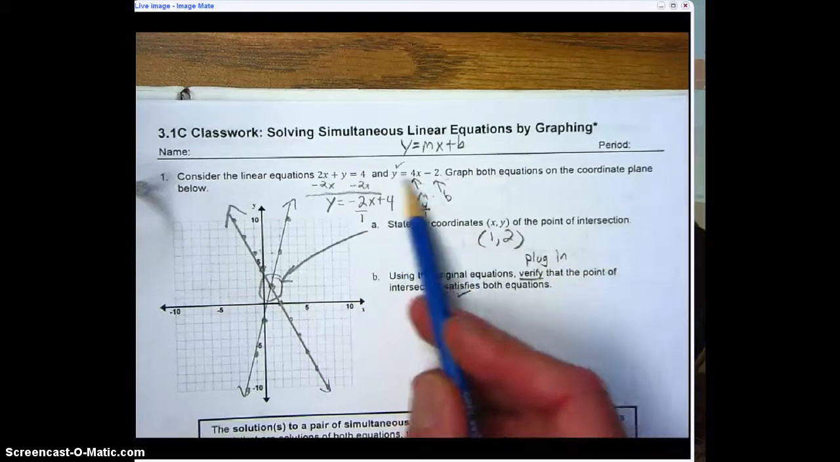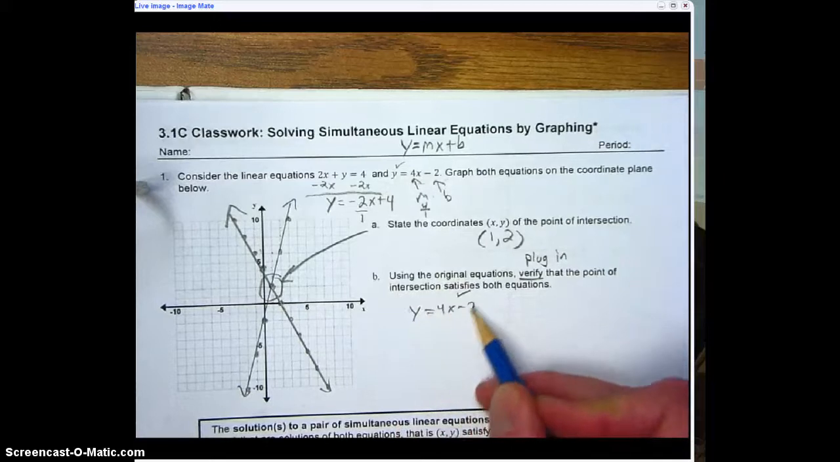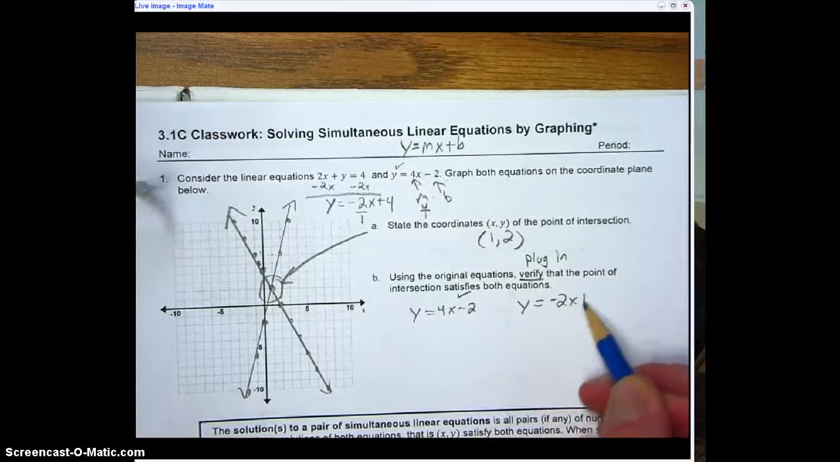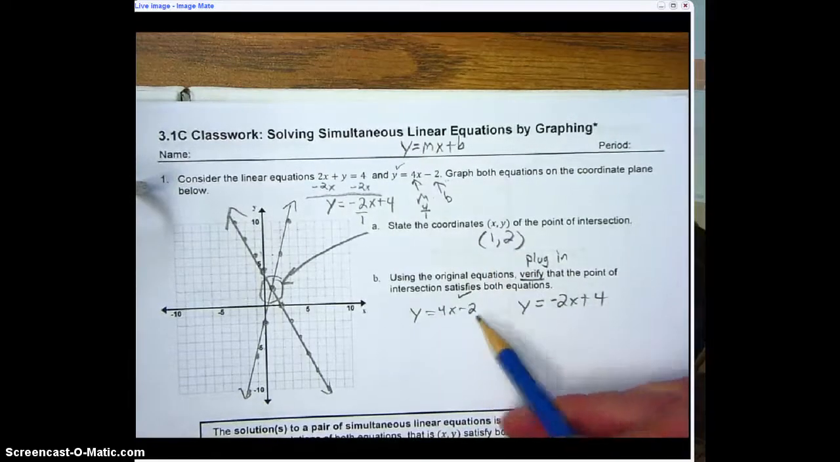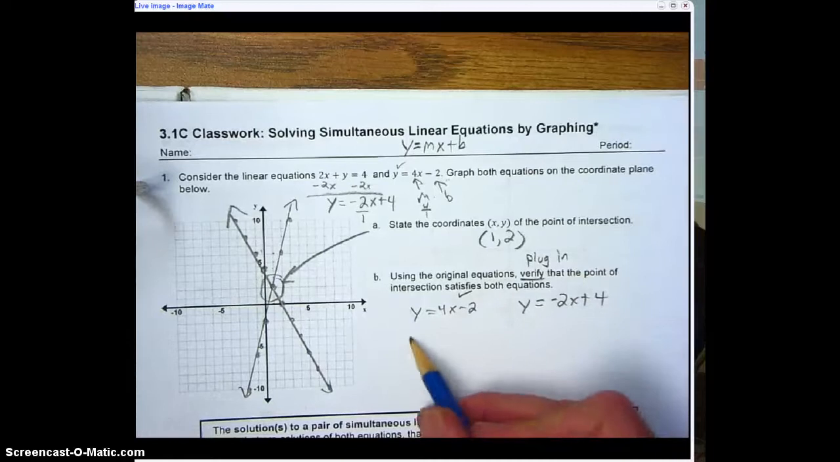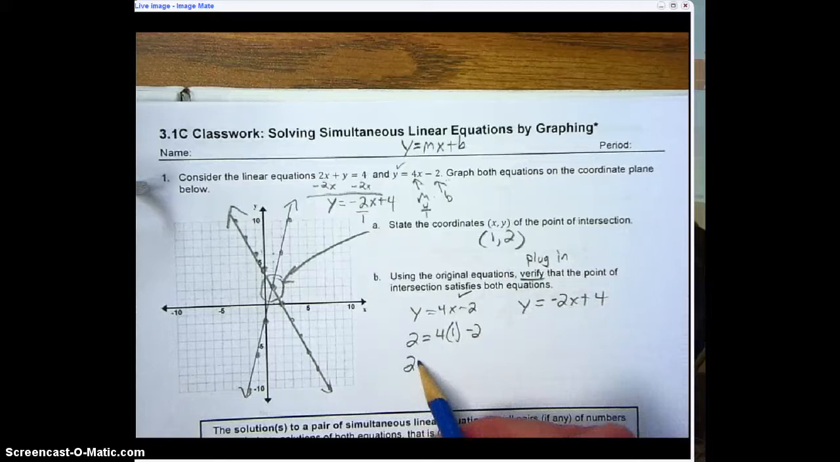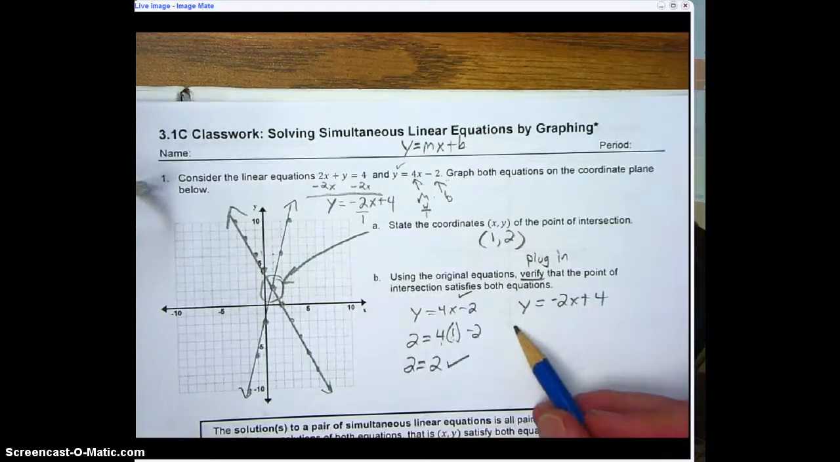So let's start with the one that's already done for us. So y equals 4x minus 2, and then the other one is y equals negative 2x plus 4. And we're just going to plug in this x and this y and see if it works. So we replace y with 2, we replace x with 1, and see if it works. So does 2 equal 4 times 1 minus 2, which is 4 minus 2, which is 2? It works.